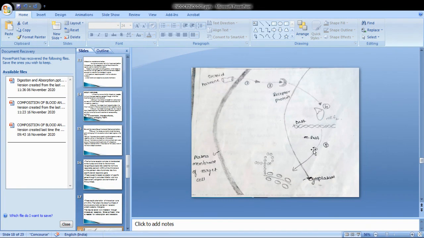This is the overview of group 1 hormones based on the mechanism of action. Next, coming to the point.